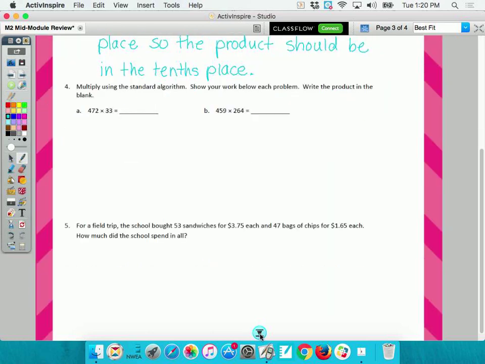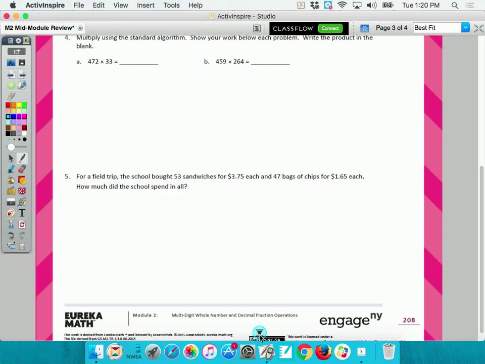Now, number 4 is just standard algorithm worth 6 points. Okay? So I'm giving you 6 points to do those two correctly. That means every partial product and add it up. Okay? Let's take a look at number 5.